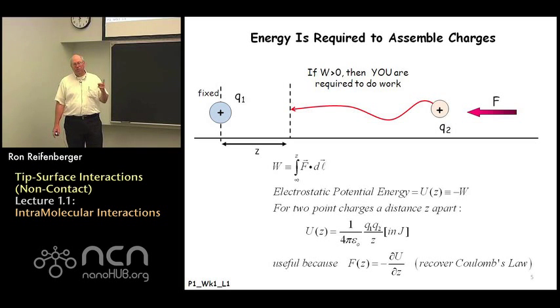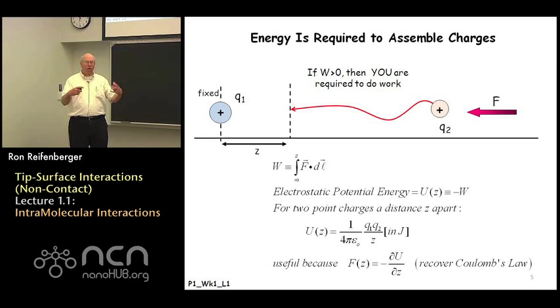I'd also like to emphasize another concept from your introductory course in electricity, electrostatics, that's very important. This is a discussion about how much energy is required to assemble charges. So you might recall that if you have two charges, one that is fixed called Q1, and another one that is movable called Q2, right?